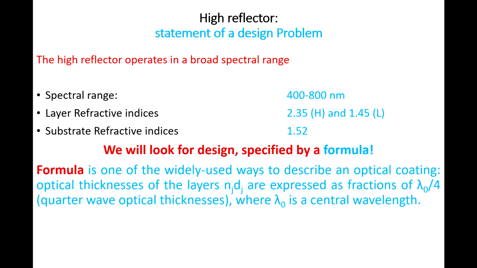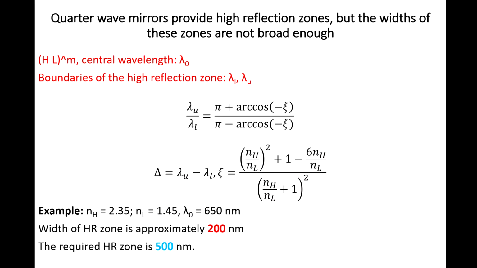Formula representation is one of the widely used ways to describe an optical coating. This representation was very popular in the past, but now many people also use other representations. Optical thicknesses of the layers are expressed as fractions of quarter wave optical thickness, where lambda 0 is a central wavelength. Standard quarter wave mirrors provide high reflection zones, but the widths of these zones are not broad enough.